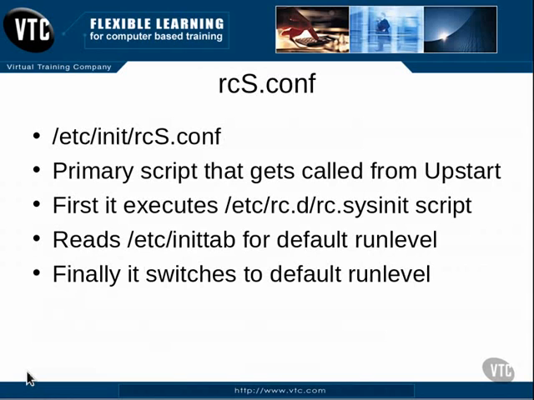The main script that gets called first during the system startup is the /etc/init/rcS.conf file. This script then executes the /etc/rc.d/rc.sysinit script. After the rc.sysinit script completes, the rc.conf script then reads in the default run level for the system from the /etc/inittab file. Once the default run level is determined, rcS.conf then switches the system to that run level.